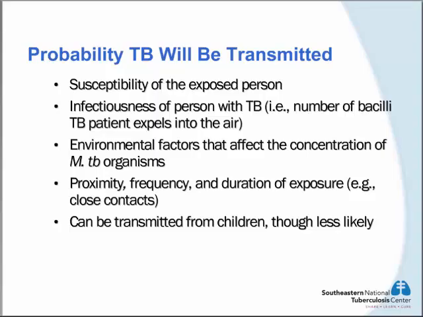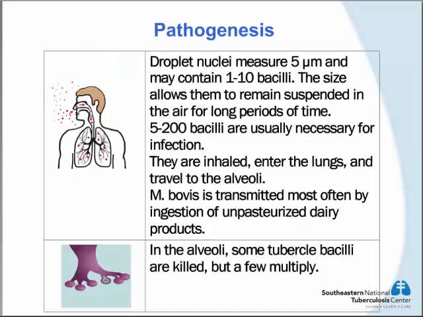TB can be transmitted from young children, although this is very unlikely due to the fact that children usually do not have a large bacterial load and they don't have the force to expel the organisms in droplet nuclei. But it has been reported to happen. The droplet nuclei measure about 5 microns, and they contain about 1 to 10 bacilli. Their size allows them to remain suspended in the air for long periods of time.